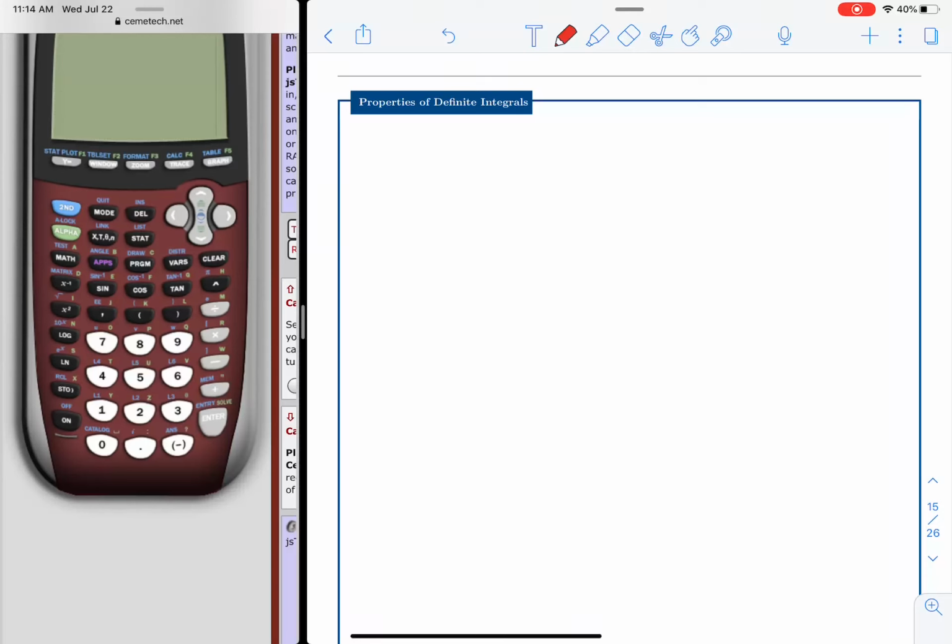Now we move on to some properties of definite integrals. Of course, the integral from a to b of f of x dx is the definite integral of the function f of x between a and b. A is the lower limit of integration. B is the upper limit of integration.